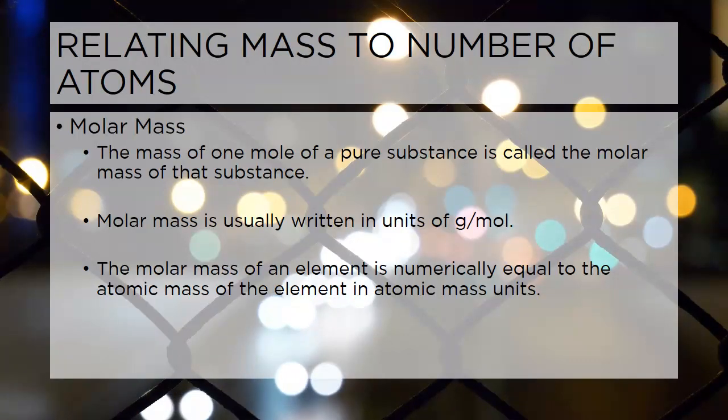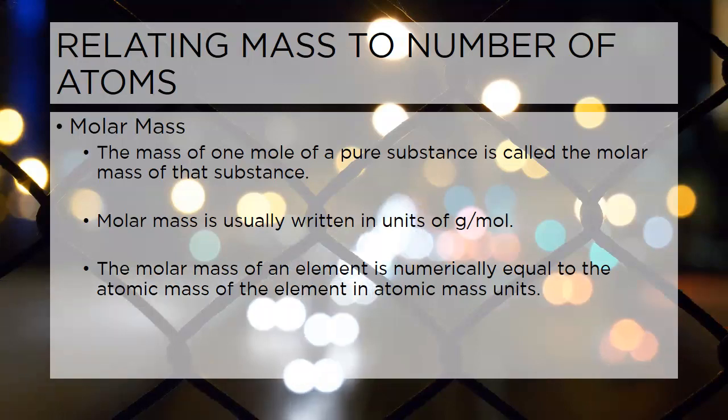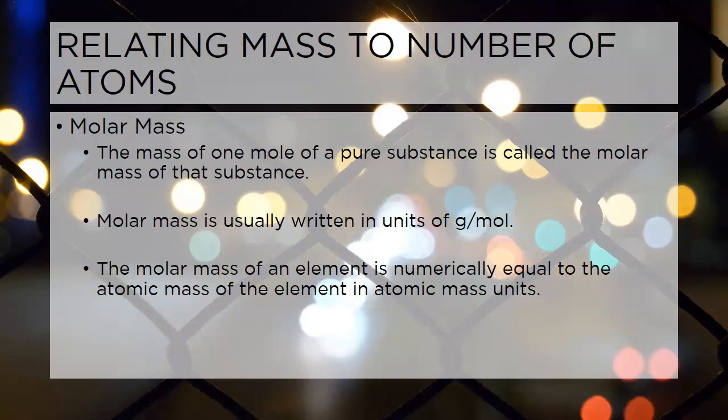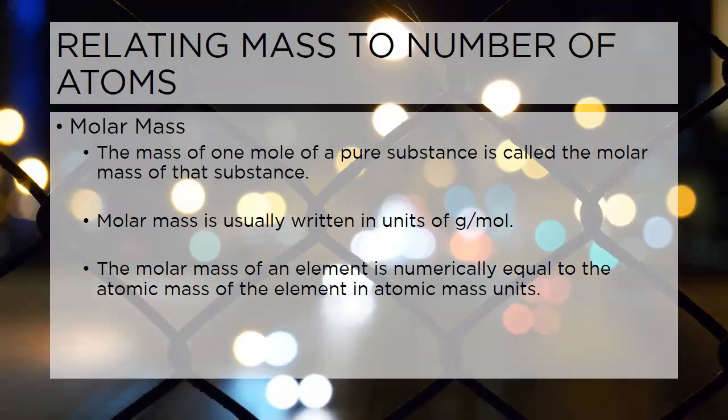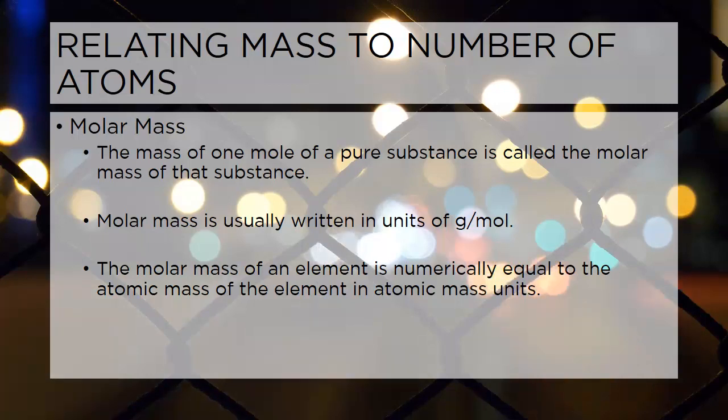So one concept we need to understand when we're dealing with moles is the molar mass. And this is going to tell me how many grams there are in 1 mole of the substance. So if I have a mole of carbon, 12 grams would be the molar mass, but I write it in units of grams per mole. So it's always equal to the atomic mass in atomic mass units.